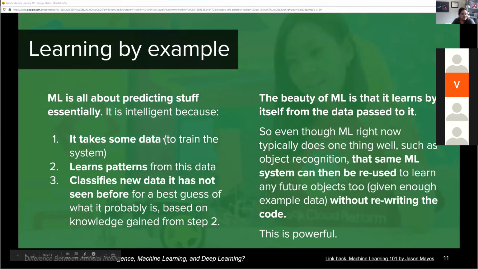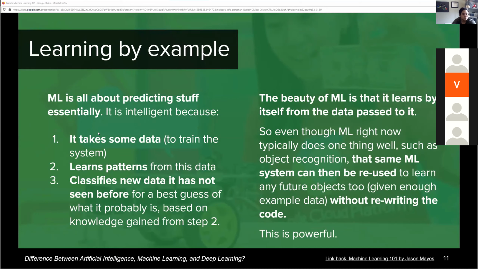So you can take data sets in to train the system. You learn patterns from the data, and you classify new data it hasn't seen before. Okay. One popular thing to do on FPGAs, if we take it back to the actual course here, is neural networks on FPGAs, or convolutional neural networks, which is a form of machine learning. Okay, so beauty of ML, let's see here. The machine learning system can then be reused for future objects without actually having to rewrite the code.